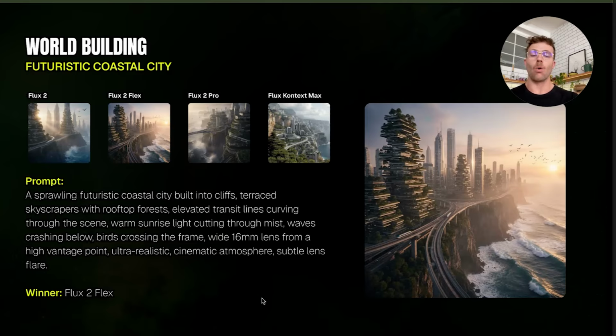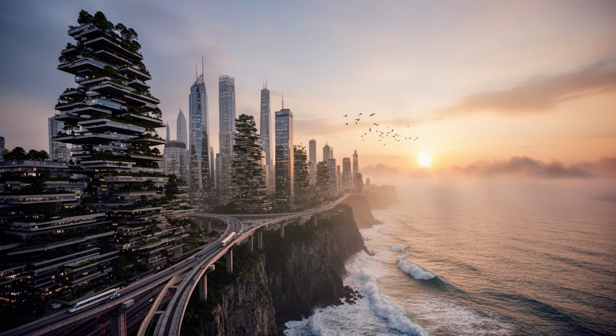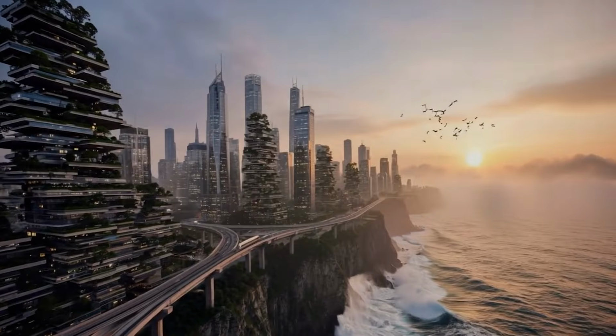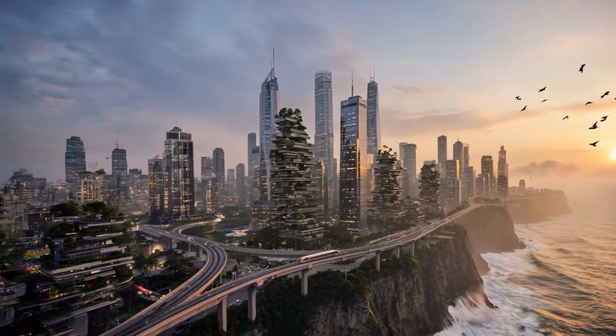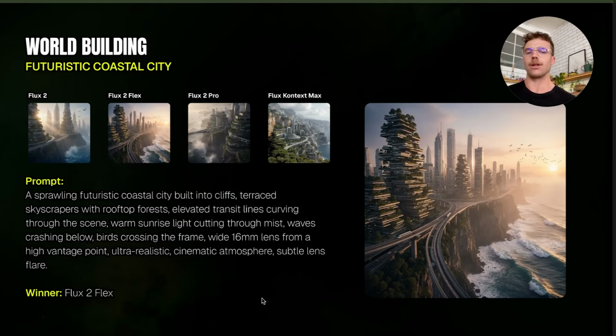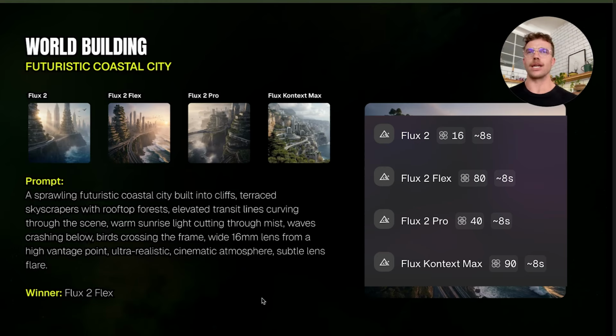World building, all 4 of these were interesting. So just for context, I'm testing these 3 new models as well as Flux Kontext Max because it is the most powerful and most expensive version currently. And speaking of cost, this is what each generation looks like in terms of credits through Flora. So usually the more expensive the model, the better the output, but it's not always the case.